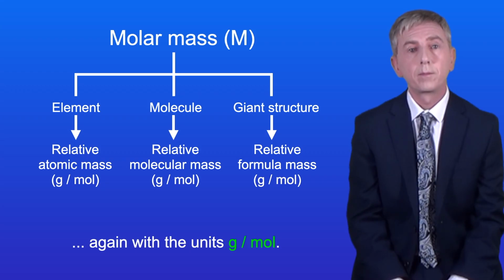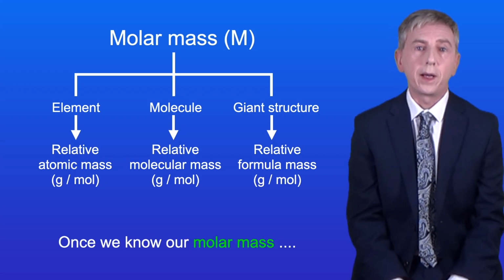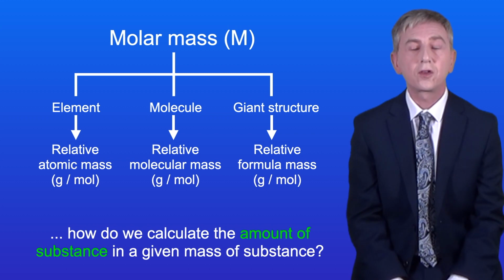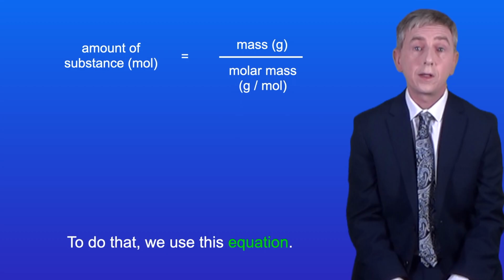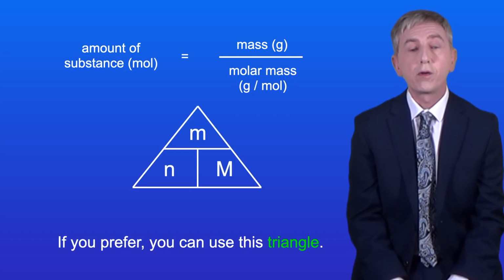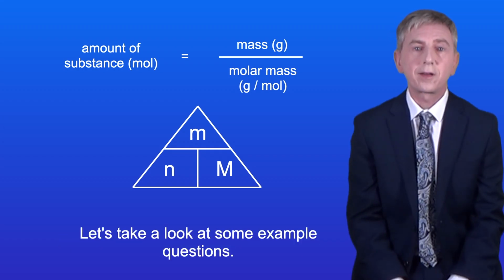Okay, so once we know our molar mass, how do we calculate the amount of substance in a given mass of substance? Well, to do that, we use this equation. The amount of substance in moles equals the mass in grams divided by the molar mass in grams per mole. And if you prefer, you can use this triangle. Okay, so let's take a look at some example questions.